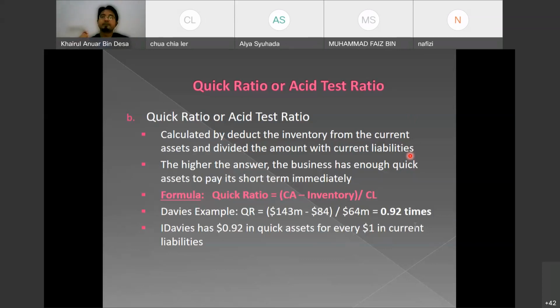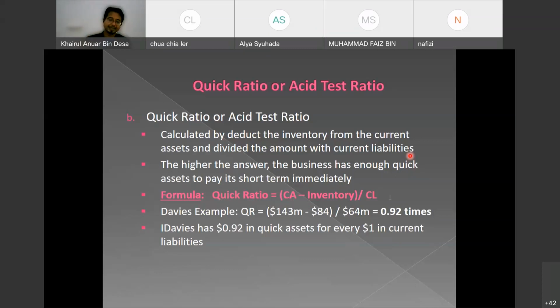Liability kita letak tepi. Okey, seperti yang diberitahu oleh Faiz tadi, one of the component of the current asset is inventory. How about we remove inventory from the calculation? Okay. How about we delete? Okay. We kick off the inventory from the calculation.